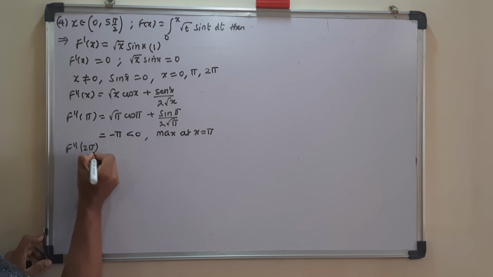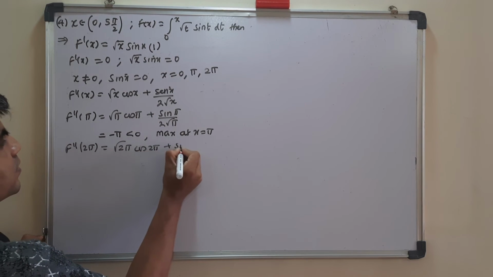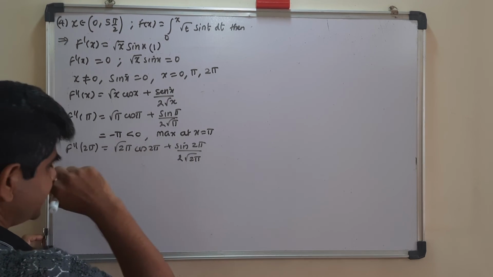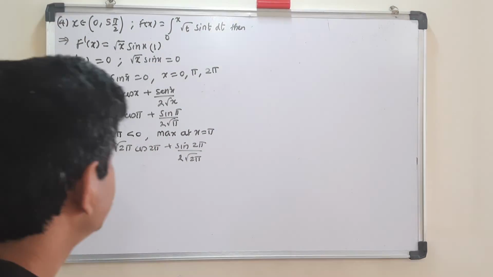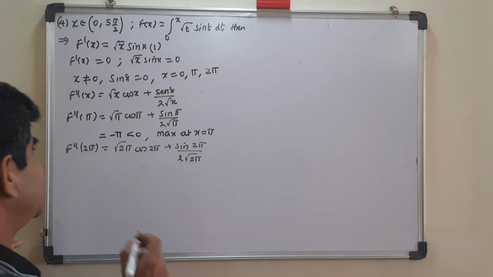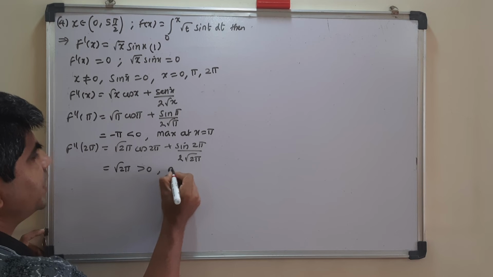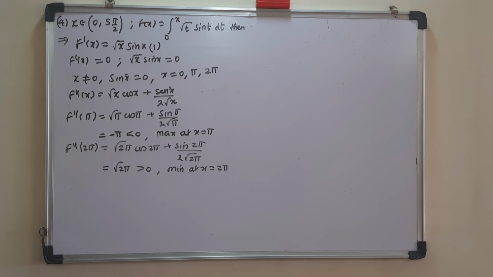So this will be 2 pi, that is under root 2 pi into cos 2 pi plus sin 2 pi upon 2 into under root 2 pi. Here also cos 2 pi is positive and sin 2 pi is 0, so there is no need to check over here. So it becomes root 2 pi, which is positive, indicating minimum at x is equal to 2 pi. So this function is such that I get max at x is equal to pi and minimum at x is equal to 2 pi.